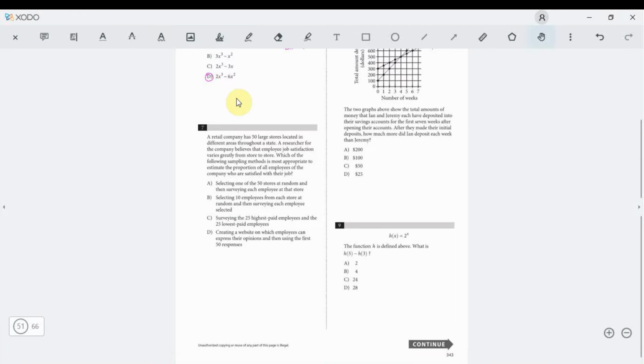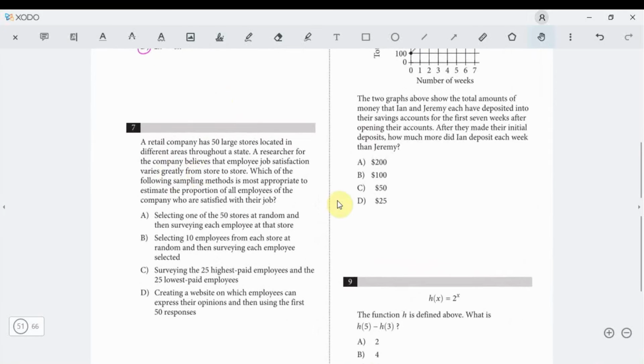Let's go now to question 7. Question 7 says a retail company has 50 large stores located in different areas throughout a state. A researcher for the company believes that employee job satisfaction varies greatly from store to store. Which of the following sampling methods is most appropriate to estimate the proportion of all the employees of the company who are satisfied with their job?